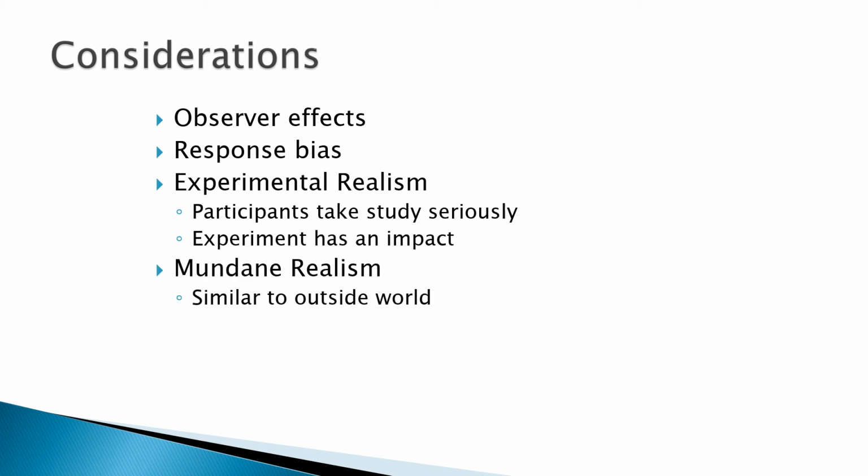Mundane realism is the concept of whether something is similar to the outside world. For example, something like the Milgram shock experiment, where participants were brought into the study and asked to give a confederate a series of increasing shocks. That is not necessarily something we might encounter on a daily basis. That is kind of outside of the realm of a realistic everyday sort of experience. But it was very high in experimental realism.